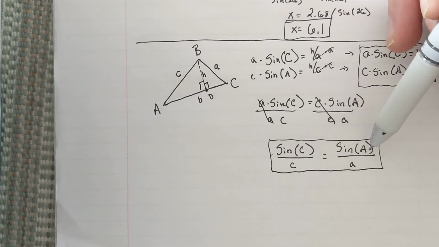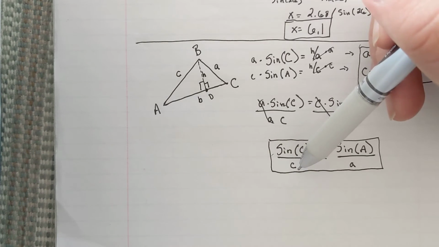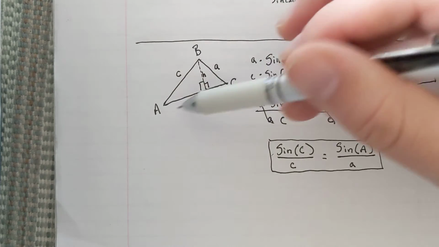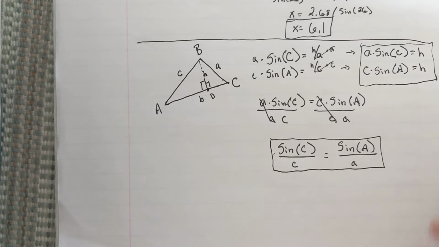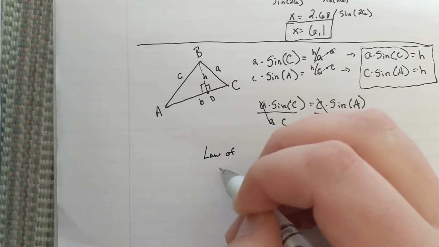So in this case, I'm comparing angle A and side length A to angle C and side length C. But I could also use angle B and side length B as well. Okay, it's any angle divided by its side length. The sine of any angle divided by its side length is equal to the sine of any other angle divided by its respective side length. Okay, so we call this the law of sines. So we're going to reference it as that from now on.